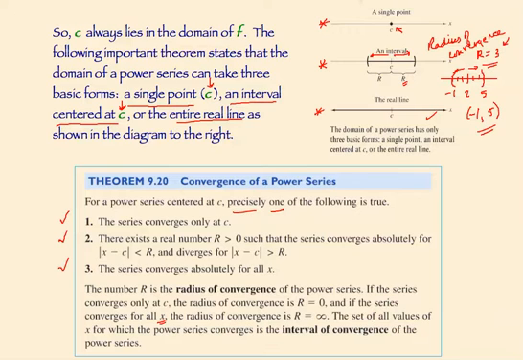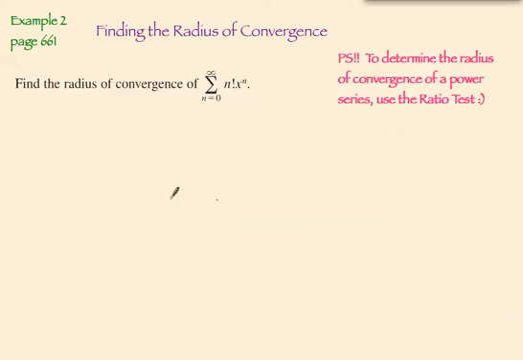So let's find some of these crazy things. Are you ready? Let's find the radius of convergence for this series. Now PS, and this is an important PS, to determine the radius of convergence of a power series, we're going to be using the ratio test every single time. And the ratio test, if you remember, is basically taking the limit as n approaches infinity of the absolute value of the a sub n plus 1 term over the a sub n term. And whatever that limit is will tell us something about the convergence of a series.